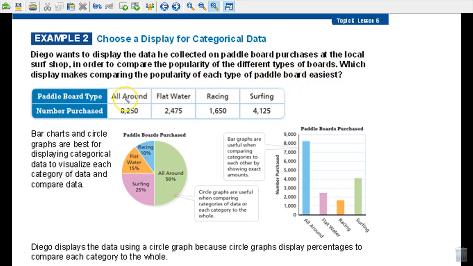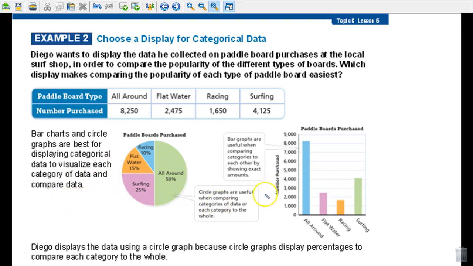So you see you've got all the paddleboard types, and you've got the numbers, the number of them that were purchased. So this says bar charts and circle graphs. I call it a bar graph, whatever. They call it a bar chart, it's whatever. Are best for displaying categorical data to visualize each category of data and compare data.